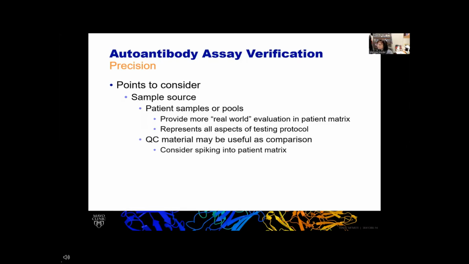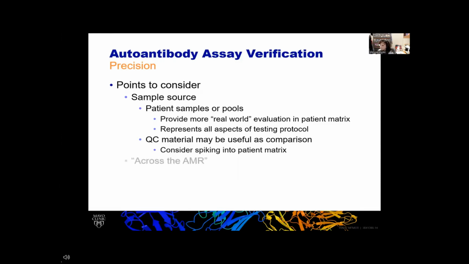Sometimes QC material can be used, and sometimes we do include it in our precision experiments, usually as an addition to our patient samples. And it can be useful as a comparison to give you a sense of how the QC material will perform in terms of precision as you begin to offer the testing clinically. Sometimes we will take QC or even calibrator material and spike it into a negative serum to make it more of a patient matrix. But again, it just depends on the availability of that material as well as the availability of your patient samples.